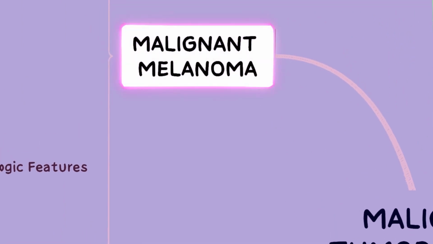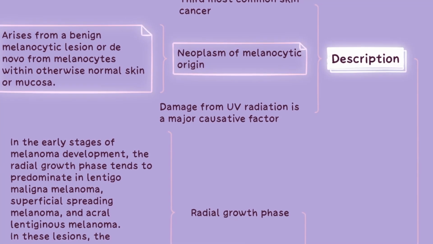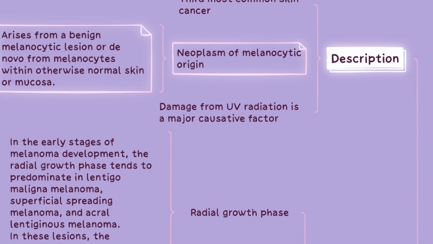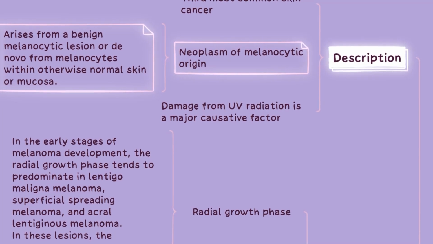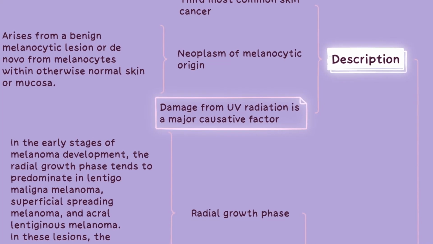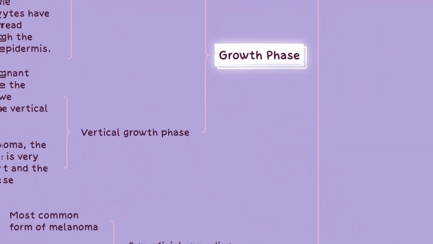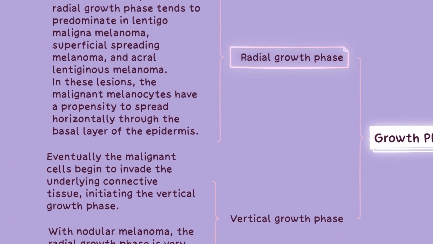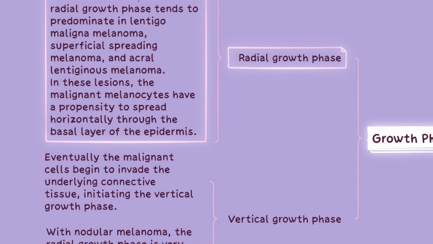Malignant melanoma is the third most common type of skin cancer and originates from melanocytes. It can arise either from a pre-existing benign melanocytic lesion or develop de novo from normal skin or mucosa. Ultraviolet radiation from the sun is a significant causative factor for the development of melanoma. The growth of melanoma is characterized by two phases. Firstly, the radial growth phase. In the early stages, melanoma exhibits a radial growth pattern.